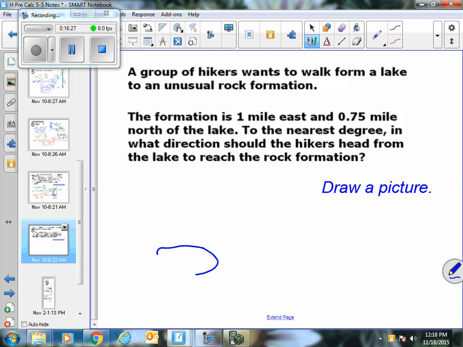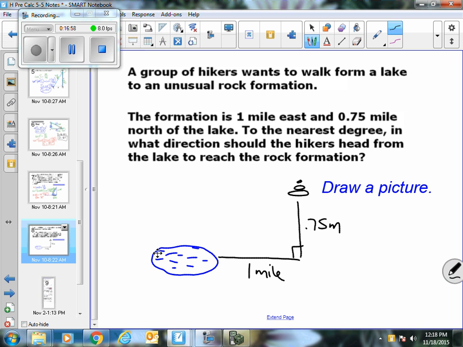So we have a lake. All right, so we have the water. This kind of looks like a potato, but there we go. And then we go 1 mile east. So think of your directions here. North is straight up, so 1 mile east. And then 0.75 miles north. So turning and going straight north from there, 0.75 miles that way. So my right angle is actually there. All right, so we have an unusual rock formation. There's a bunch of rocks standing up there.